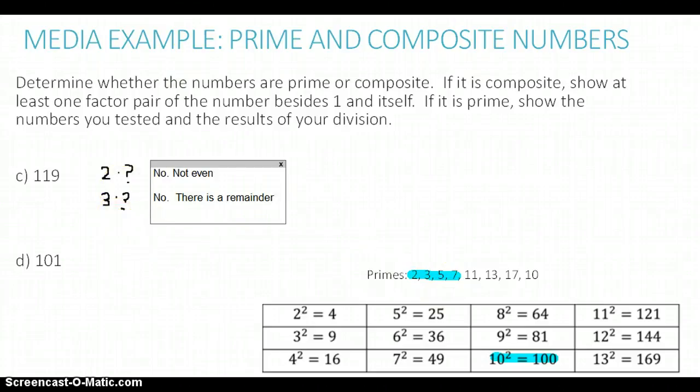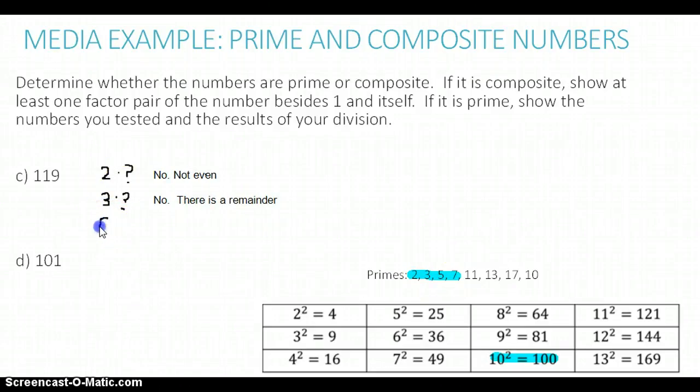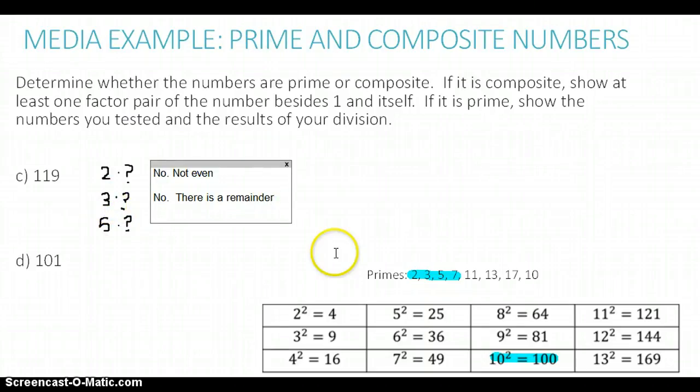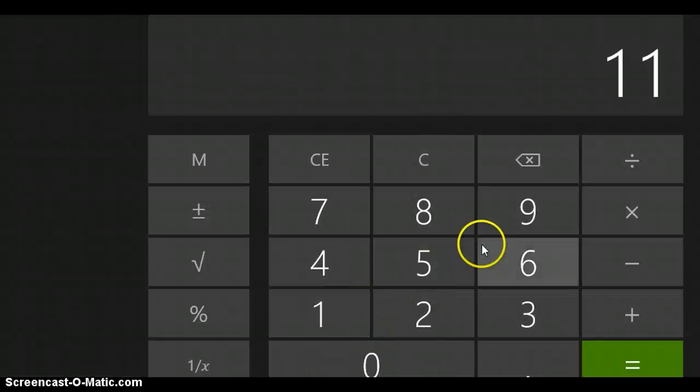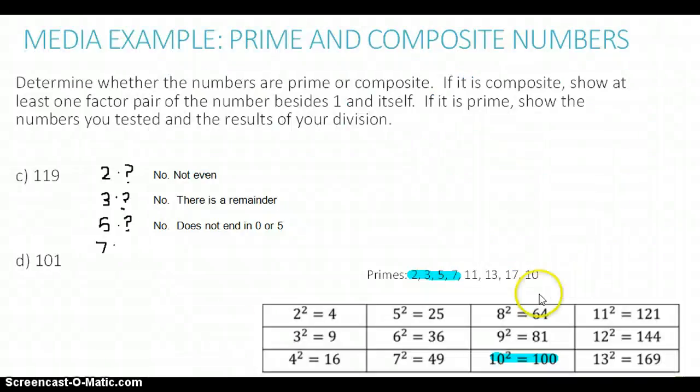Next, we need to test 5. And 5 is always easy. It doesn't end in a 0 or 5. So we can say, no, does not end in 0 or 5. And the last one we need to check is 7. Let's go to the calculator. And look, it is divisible by 7. It equals 7 times 17. So 119 is 7 times 17.